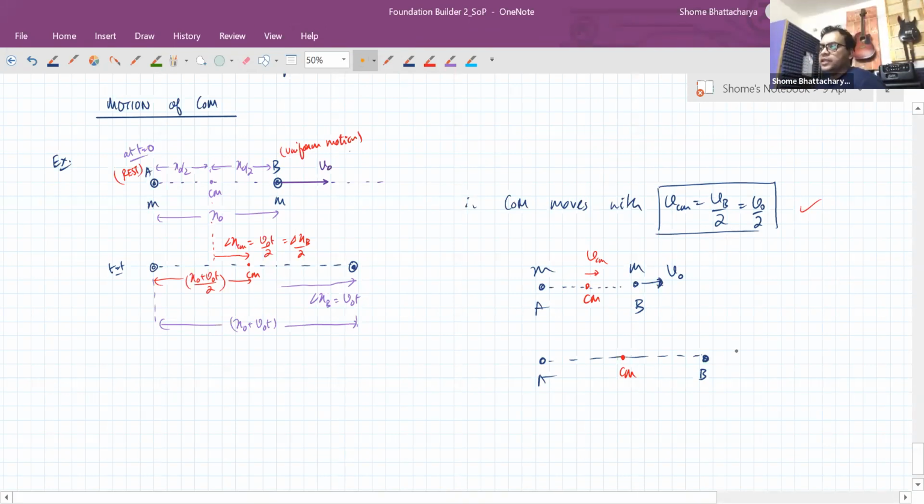But if it's a more general situation with more particles involved and more random directions of motion, we need not always move along this axis. It could move in any diagonal direction also. Then how do we find the velocity of the center of mass? For that, we have to look at a more systematic derivation, and we'll come to that next. But note down this example first.